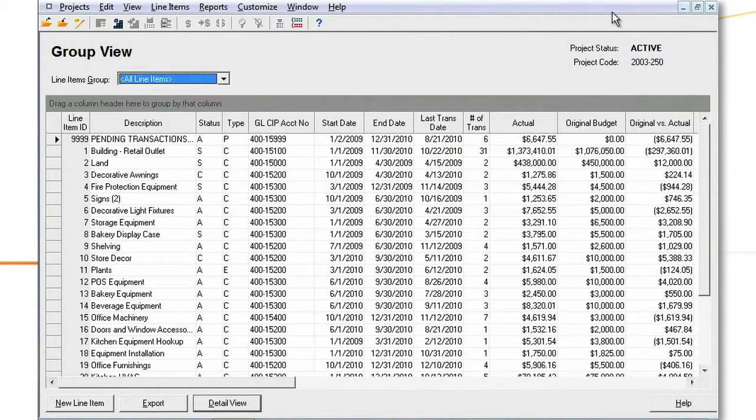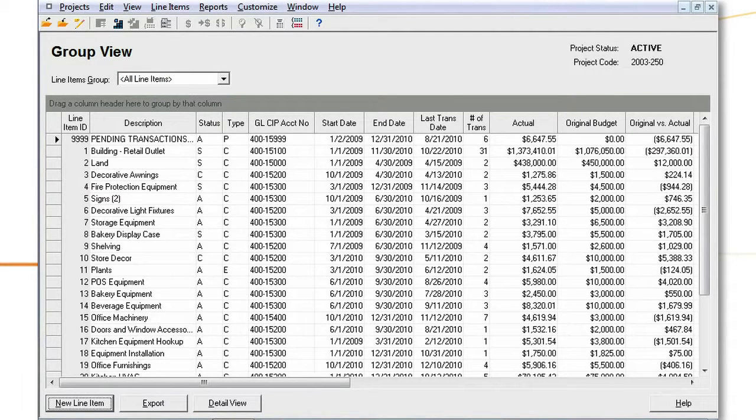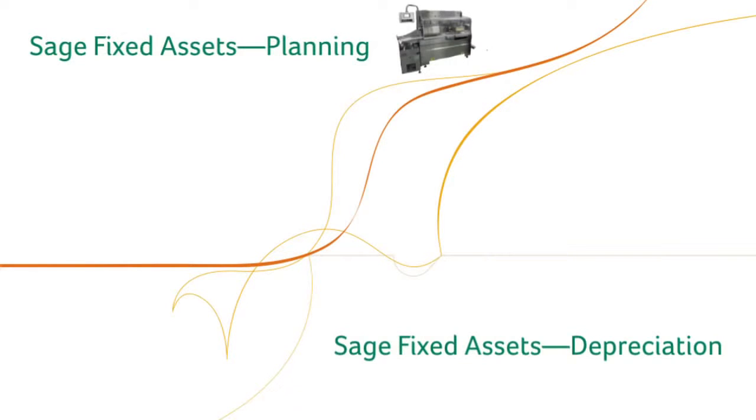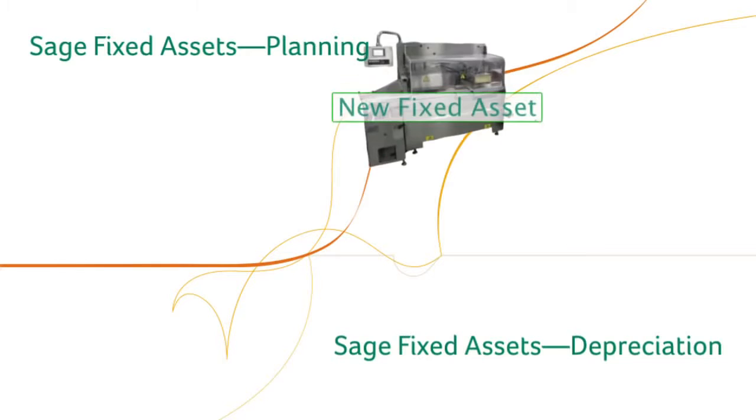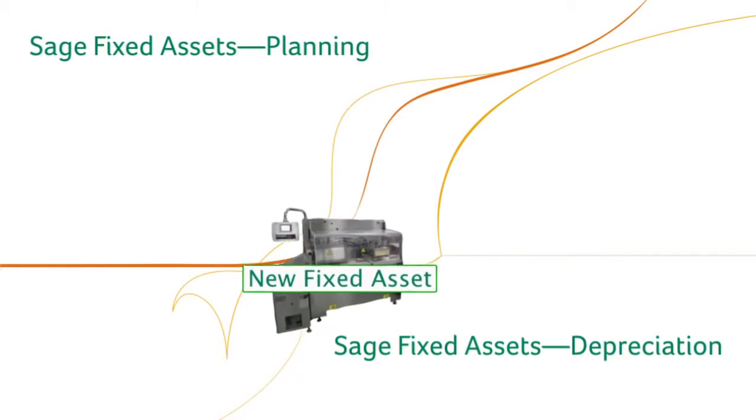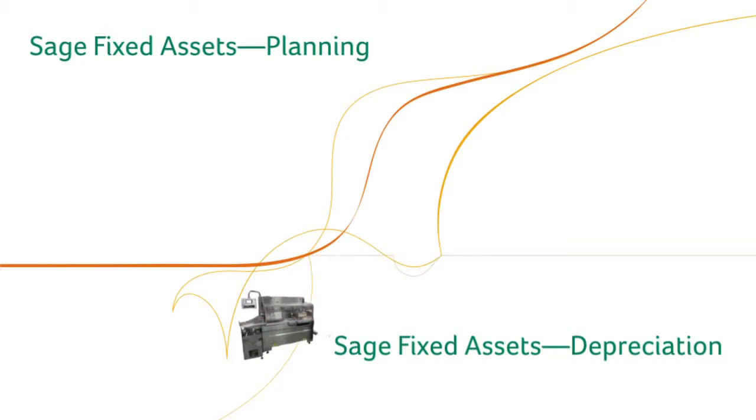Drilling into the next level of project data allows you to view and edit the line items that are displayed in one convenient location called the group view. Because Sage Fixed Assets Planning offers seamless integration with other Sage Fixed Assets products, each item listed appears as a fixed asset in Sage Fixed Assets Depreciation once the project is complete. This not only saves you time, but also dramatically reduces data entry errors.